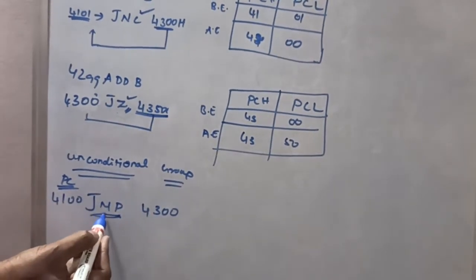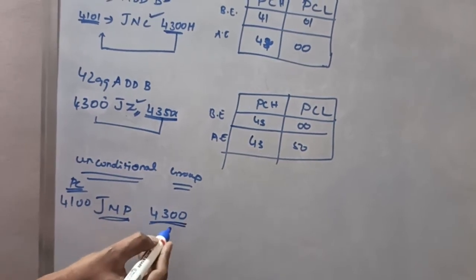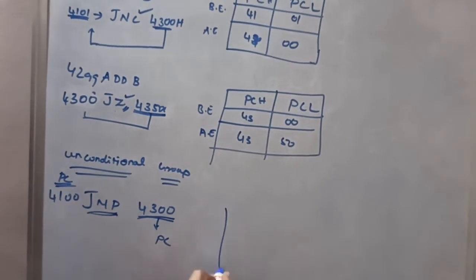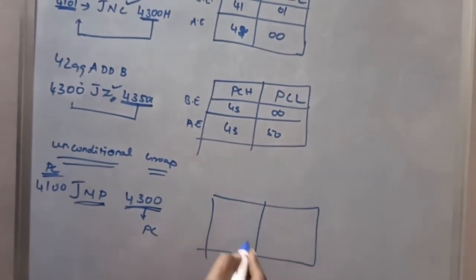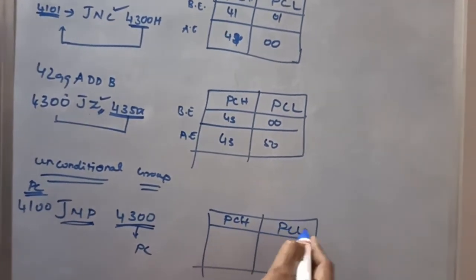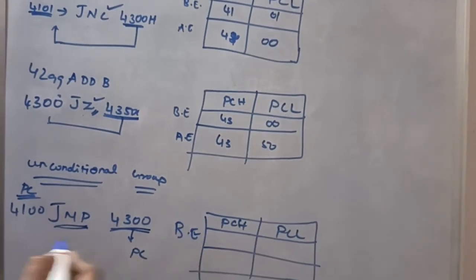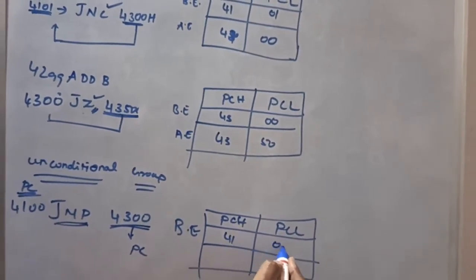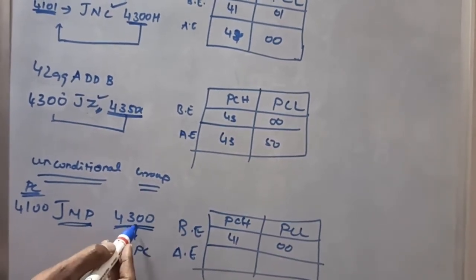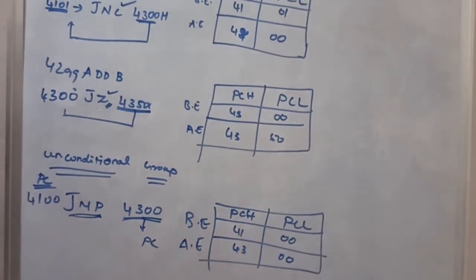After execution of this instruction, the specified memory location 4300 is transferred to the program counter. This is the program counter register location: PCH is the higher order address, PCL is the lower order address. Before execution, the location is 4100. After execution, the specified memory location 4300 is transferred to the program counter.